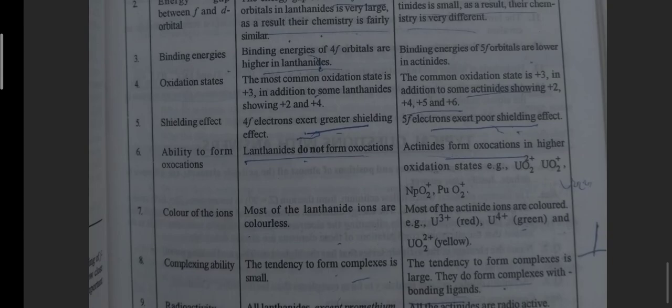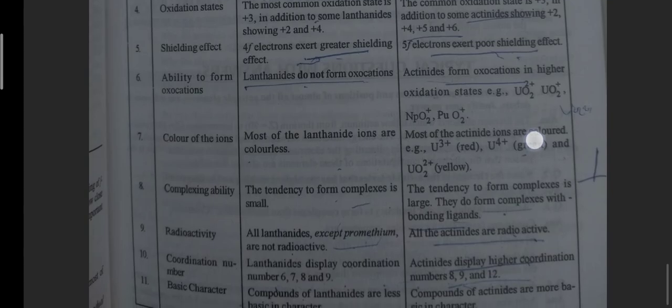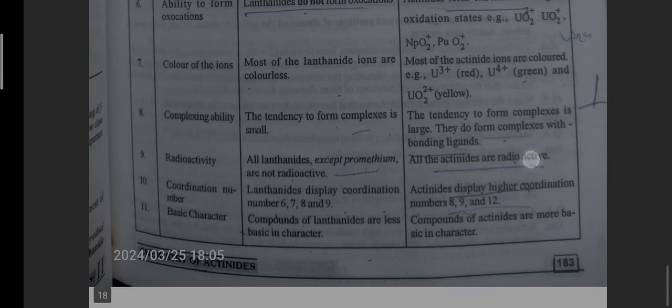The most common oxidation state is +3, in addition to some lanthanides showing +2 and +4. The most common oxidation state is +3, in addition to some actinides showing +2, +4, +5 and +6. Lanthanoids do not form oxocations, actinides form oxocations. Most of the lanthanides are colorless, most of the actinides are colored. Lanthanides have a tendency to form complexes, but it is small; actinides have a greater tendency to form complexes. Compounds of lanthanides are less basic in nature and compounds of actinides are more basic in nature.